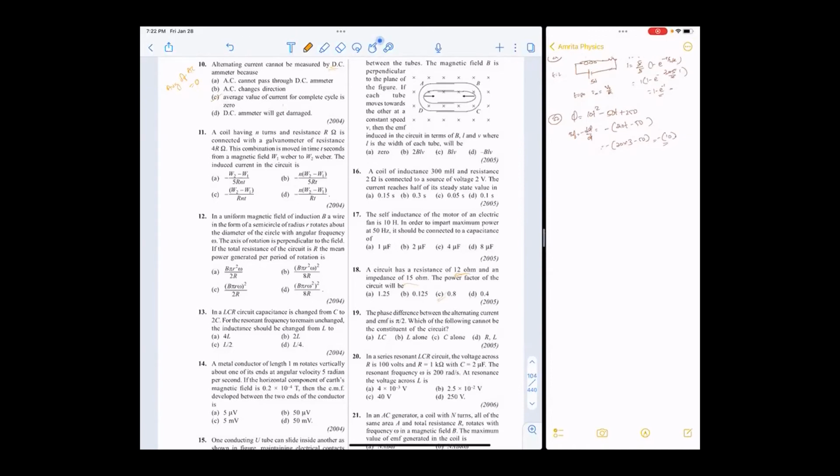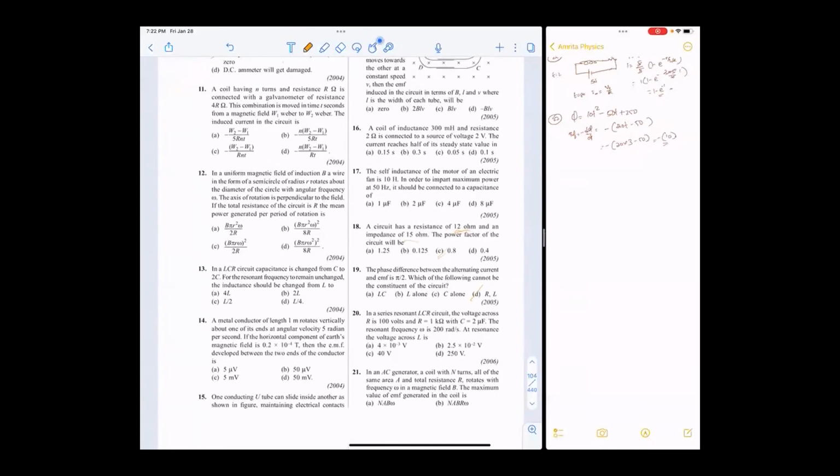19. The phase difference between alternating current and EMF is pi by 2. Which of the following cannot be the constituent of the circuit? So one is R, right? R is for sure. It cannot be the constituent of the circuit. R and L. If R is there, it cannot be pi by 2 in any case. So R and L.